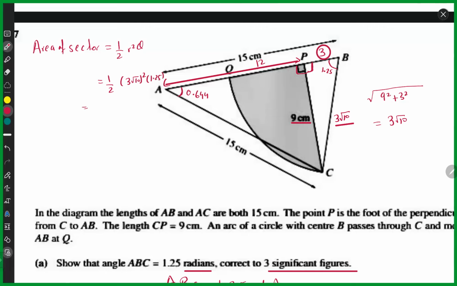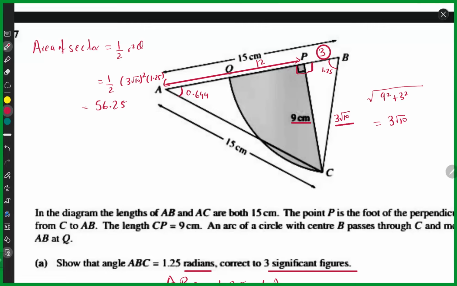Now for such calculations, obviously it's not necessary to keep your calculator in radians mode, right? This is not going to affect anything. 1 by 2 multiplied by 3 root 10 whole squared, multiplied by 1.25, and this is going to give you 56.25. So this is basically the area of the entire sector.